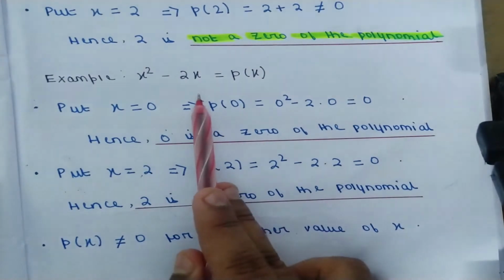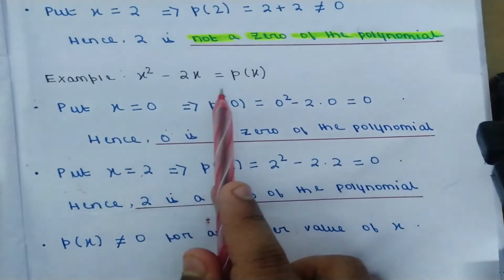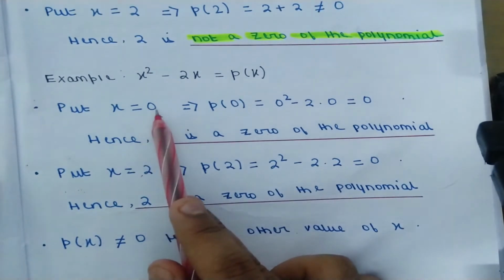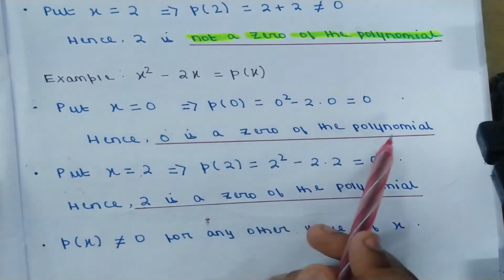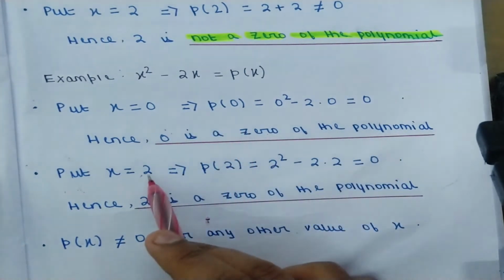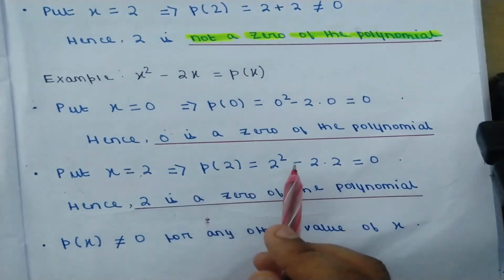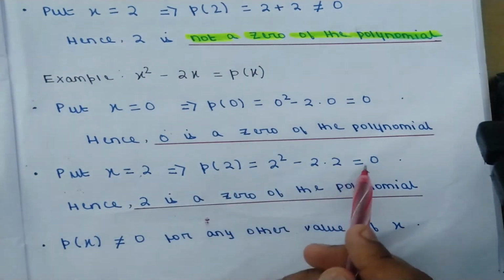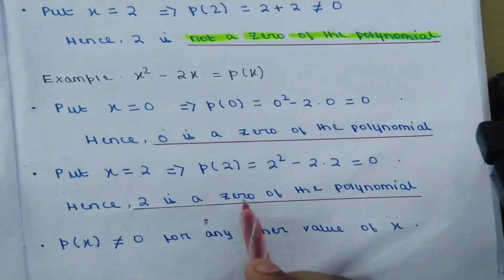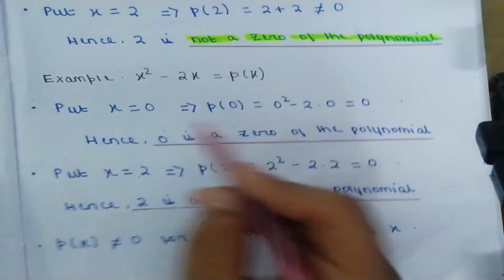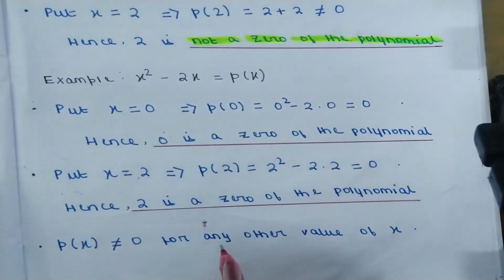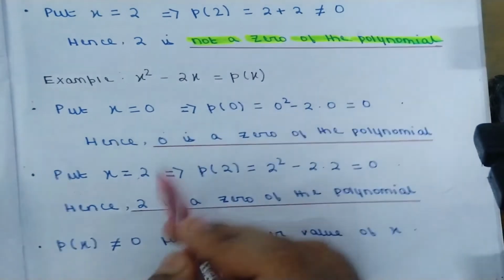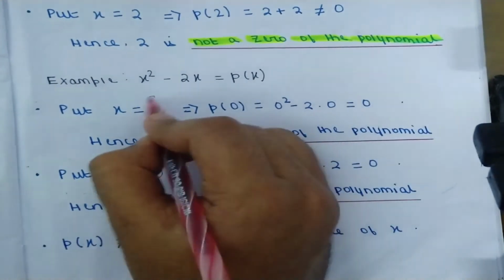Again, in this example, x square minus 2x is equal to p(x). If we put x is equal to 0, then p of 0 becomes 0. So 0 is a zero of the polynomial. Again, if we put x is equal to 2, we get p of 2 is equal to 2 square minus 2 into 2, which is equal to 0. Hence 2 is a zero of the polynomial. But if we put any other value of x apart from 0 and 2, then p(x) does not become 0. So the only zeros of the polynomial x square minus 2x are 2 and 0.